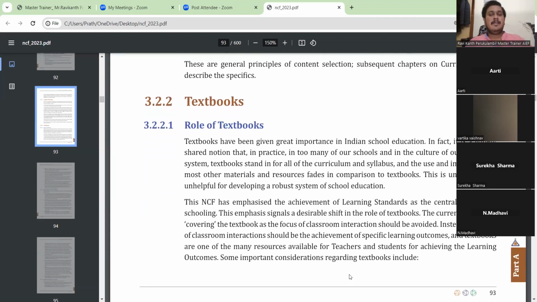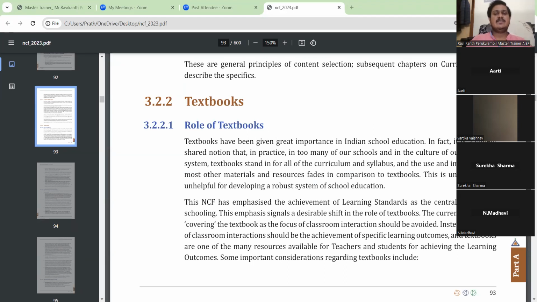Textbooks have been given great importance in Indian school education. In fact, it is a widely shared notion that in practice, in too many of our schools and in the culture of our education system, textbooks stand in for all of the curriculum and syllabus, and the use and importance of most other materials and resources fades in comparison to textbooks. Like we consider textbook is a very important factor in Indian school education, isn't it? Other things we don't consider much.